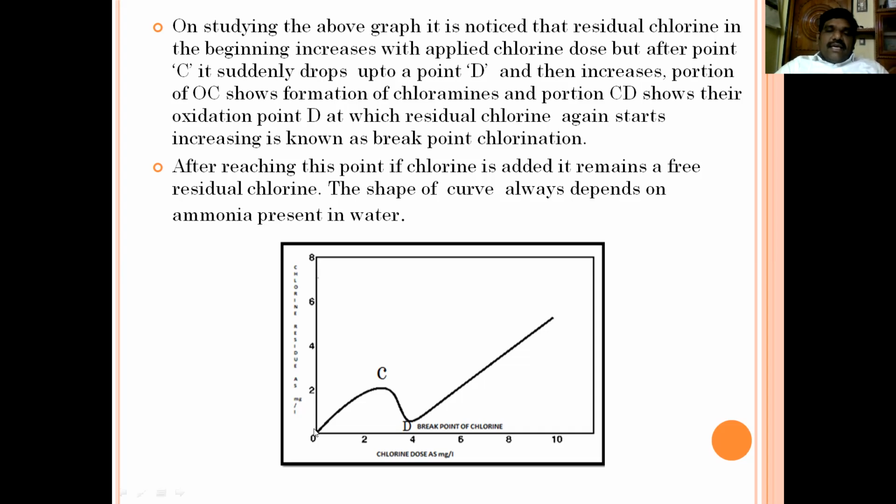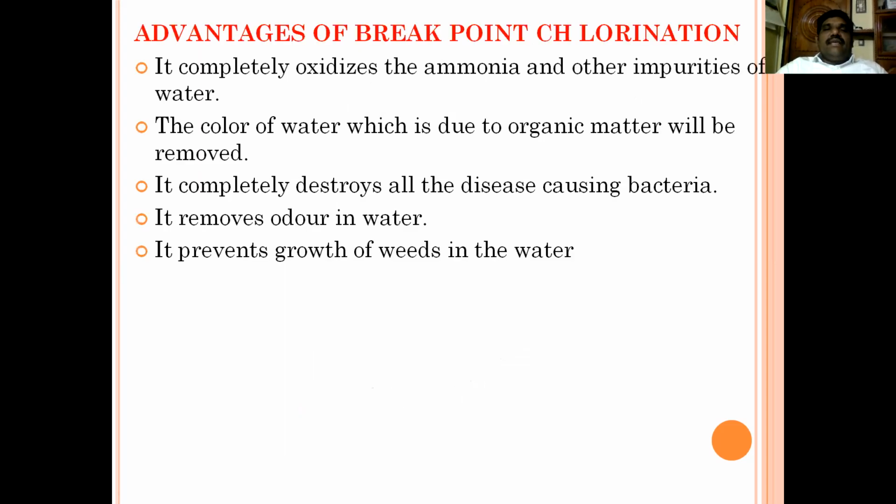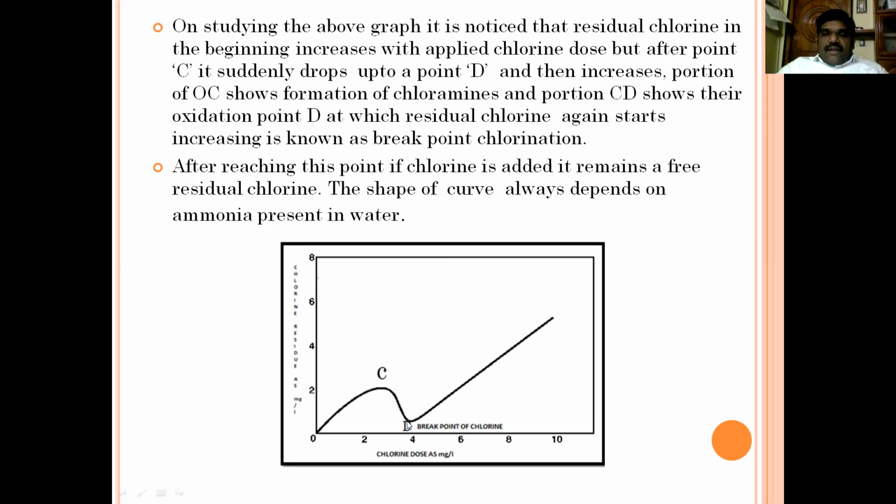D. See, initially the residual chlorine deposition is increasing. After a period of time, it drops up to D, which is called the break point of chlorine. That means the residual chlorine starts oxidizing. What is it oxidizing? Simply, it completely oxidizes the ammonia and other impurities. The color of water, which is due to organic matter, will be removed. It completely destroys all the disease-causing bacteria and it removes odor. It prevents growth of weeds in the water. These are the advantages of break point of chlorination.